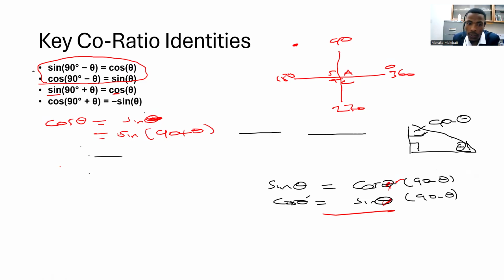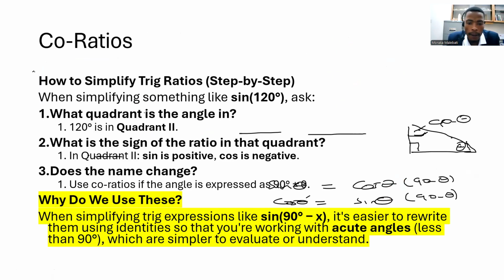But once we start with cos of 90 plus theta, it will be in the second quadrant, but cosine here is negative, so our co-function will be minus sine. I hope it makes sense, right? So these are co-functions or co-ratio identities.